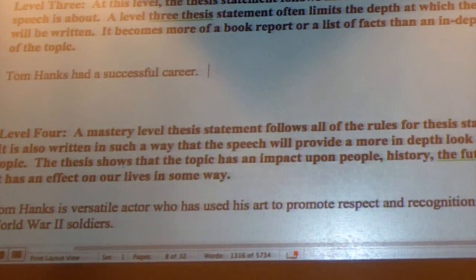What kind of research? Google. Not Google. Google's a place that I go to get research. What facts would I take from Google? How much money he made. Some of his movies that he was in. Some of his movies. What he has done. What awards he has won.